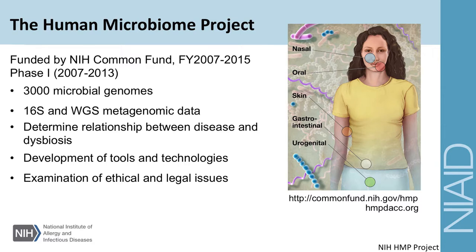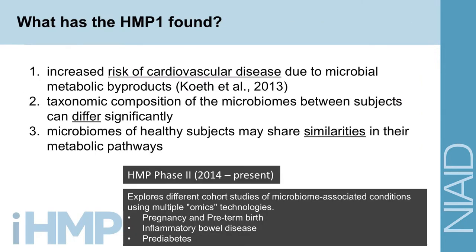They developed tools as well and explored legal issues. But they didn't really look much into disease at this stage, which is why they went on and worked on the second phase, iHMP, or integrated HMP. But yes, HMP1 did produce significant findings, and one of them, for example, is that there's an increased risk of cardiovascular disease due to some metabolic byproducts.